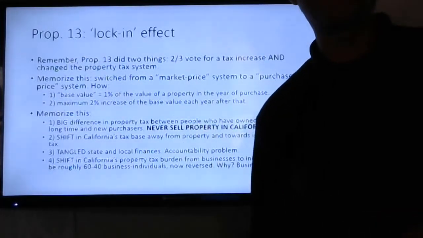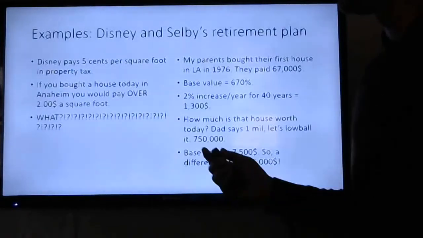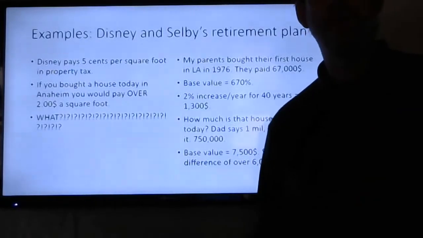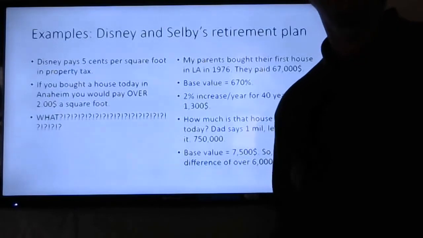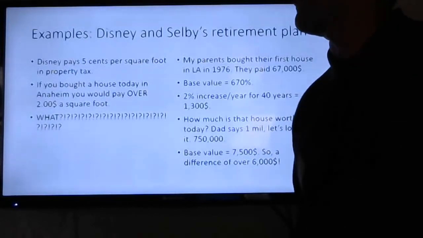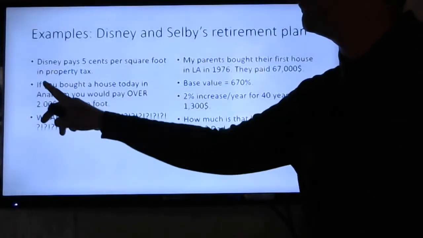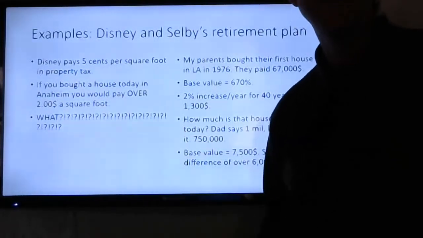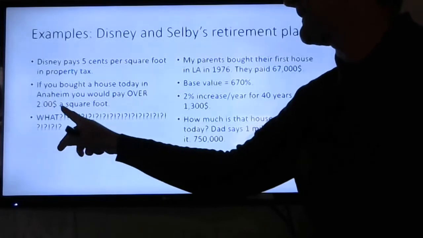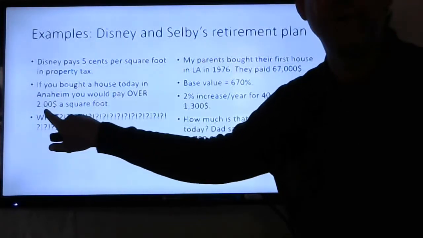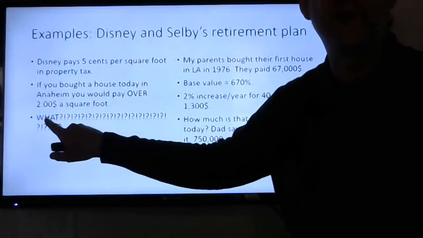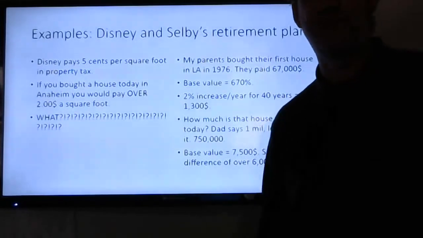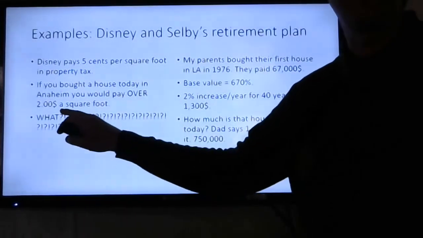If you were, say, Disneyland, which is one of my examples, and you've had your property literally forever, your property tax rate on that property is incredibly low. Disney pays 5 cents per square foot in property taxes. If you bought a house down the street in Anaheim today, it would be more like $2.20 or $2.30 per square foot. Okay, that's a difference of over 40 times.